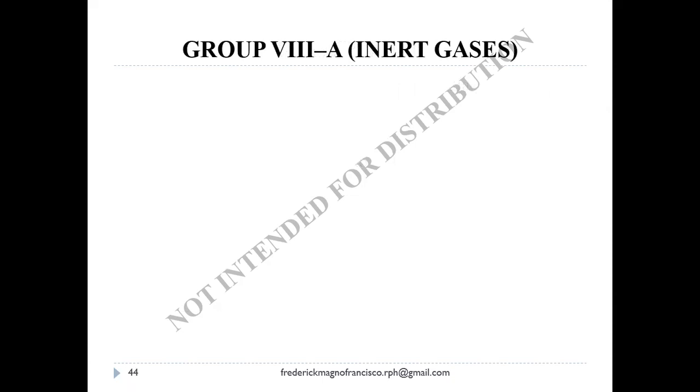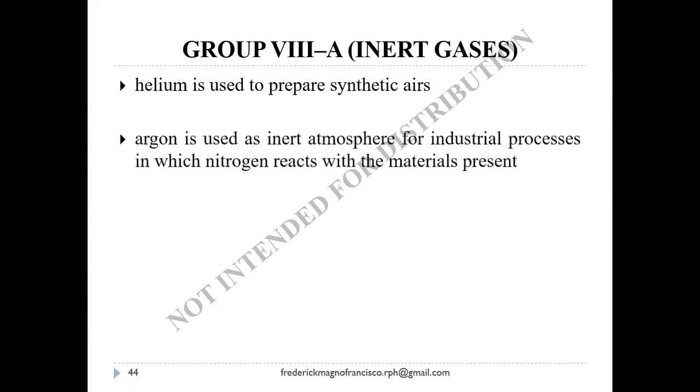Group 8A, inert gases. Helium, because of its low density and low solubility in blood, is used to prepare synthetic airs. Argon is used as inert atmosphere for industrial processes in which nitrogen, the usual inert atmosphere, reacts with the materials present.